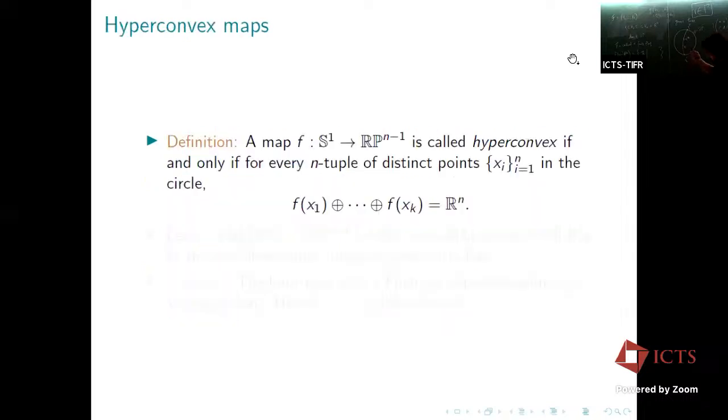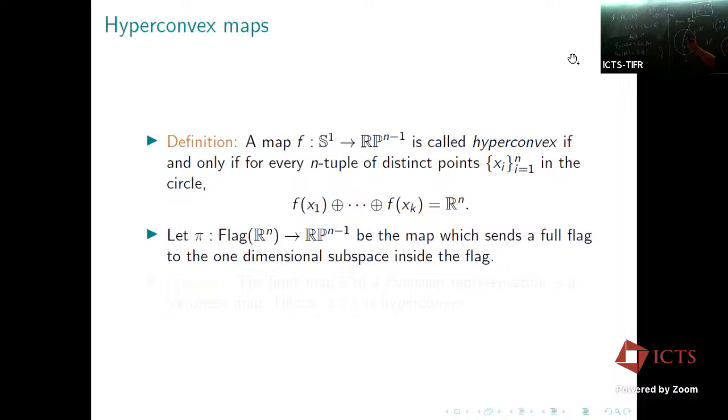Now I'll introduce something called hyperconvex maps. These will again be needed for characterizing things. You call a map F from the circle to RP^(n-1) hyperconvex if you take any n points on the circle, and correspondingly you check the image of the map, then they should add up to Rn. I mean, it should be a direct sum. K is n, sorry, right, there's a typo here. K is n. That thing should add up to Rn.